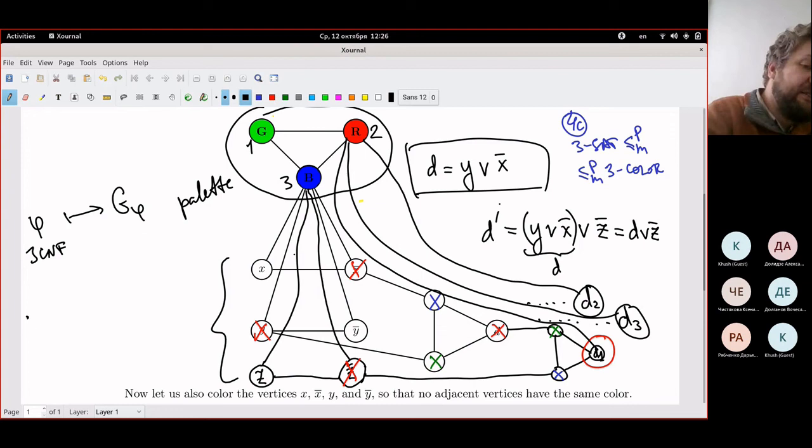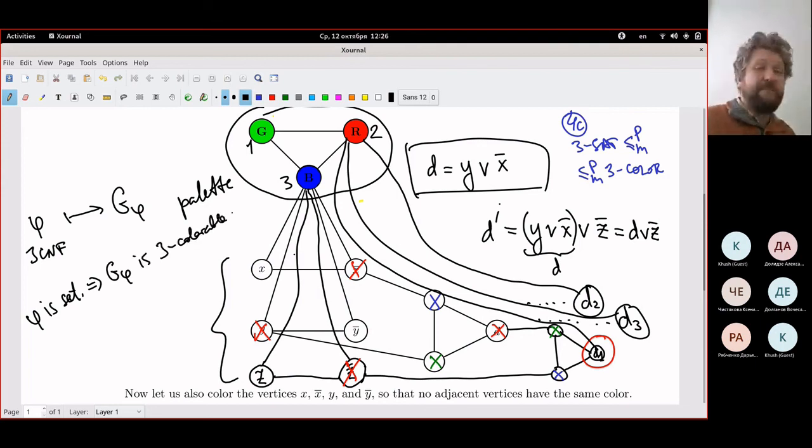So this means that if phi is satisfiable, then G phi is three colorable. This is okay, and the palette is colored as it is. Now we have to prove the backwards implication. Suppose this graph is somehow colored. Then we first look at the palette, and there are colors 1, 2, 3. And now we name these colors. We say, let 1 be green, 2 be red, and 3 be blue. Well, the names of the colors don't mean anything. We call it like that.